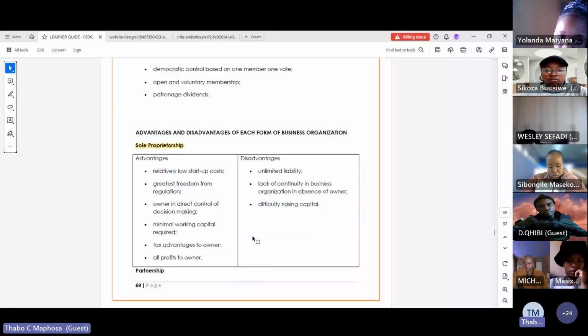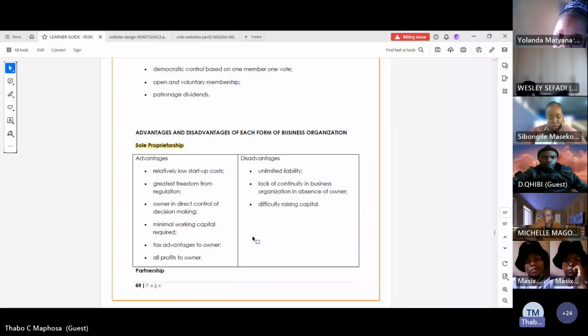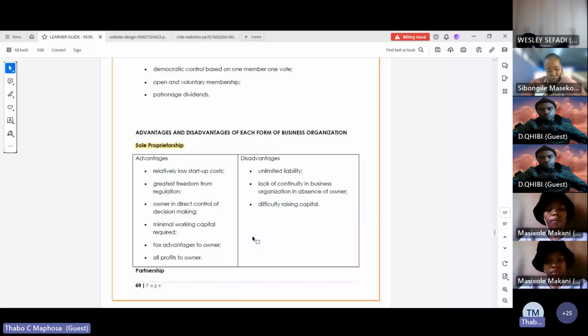And then greatest freedom from regulation. You are not regulated at all. And most times you don't even pay tax in these sole proprietorships. Because remember, tax is relevant to your income. So if your income doesn't reach the tax threshold, your business is actually exempt from paying tax. Hence the great freedom from regulation. You're less regulated compared to others, where they have to sign documents, they have to have this document, that document, and this and that. Here you just need your ID, and that's it.